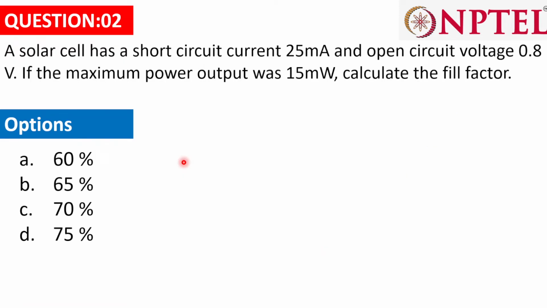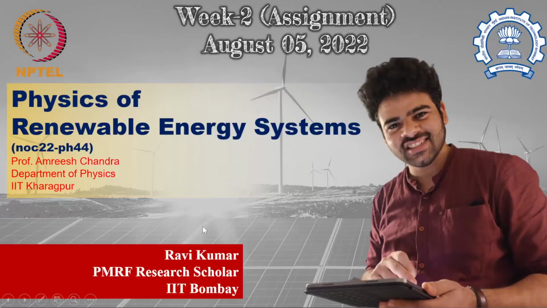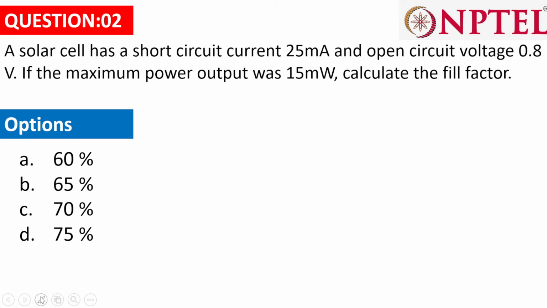Okay, then let's move to the second question, which is very easy and you have to solve it right now. A solar cell has a short circuit current of 25 milliampere and open circuit voltage of 0.8 volt. If the maximum power output was 15 milliwatt, calculate the fill factor. Anyone? First, let me know the definition or formula of fill factor. Do you know the formula of fill factor or not?